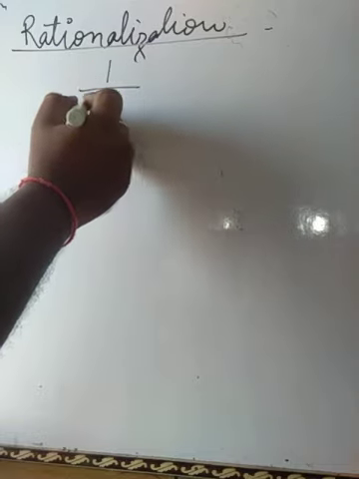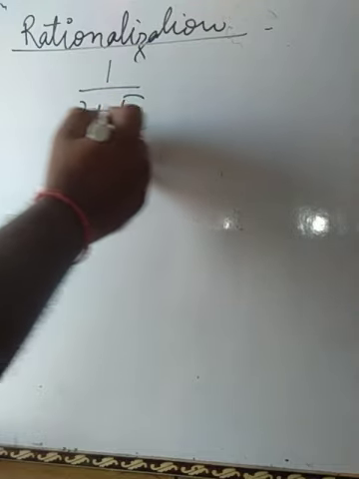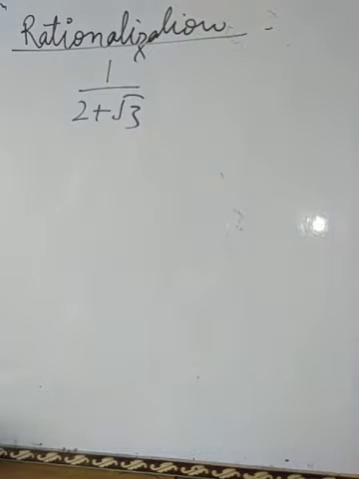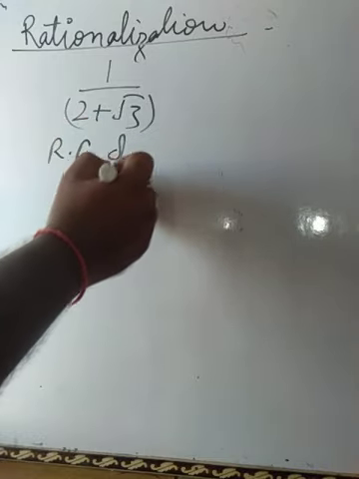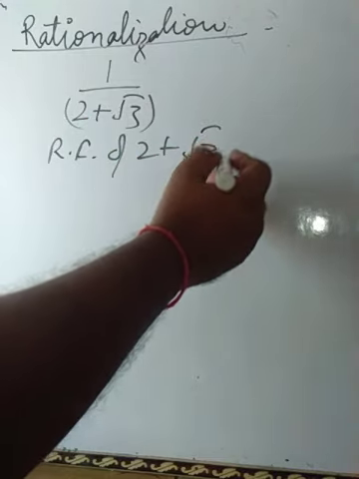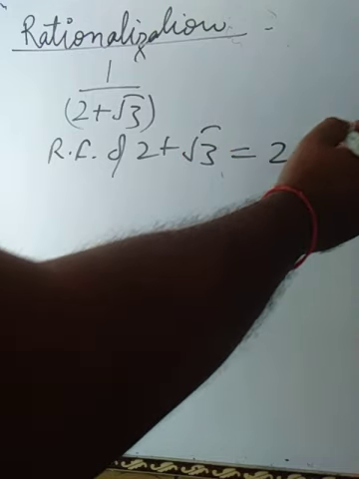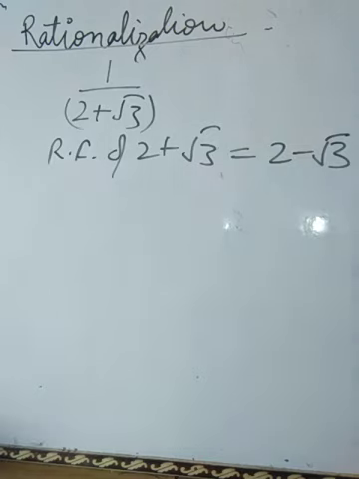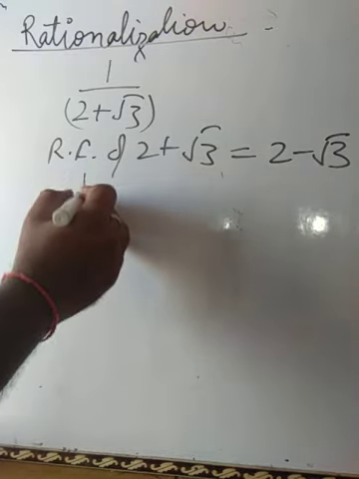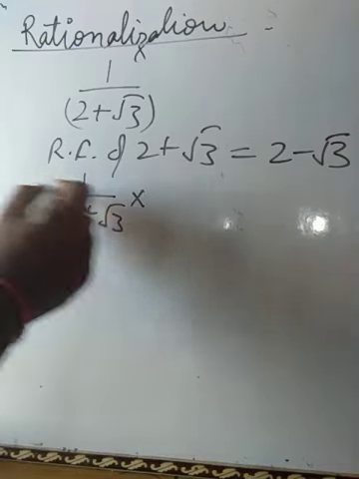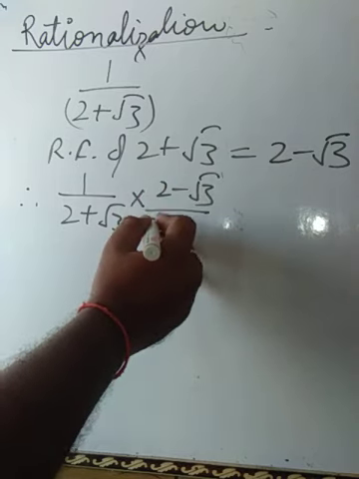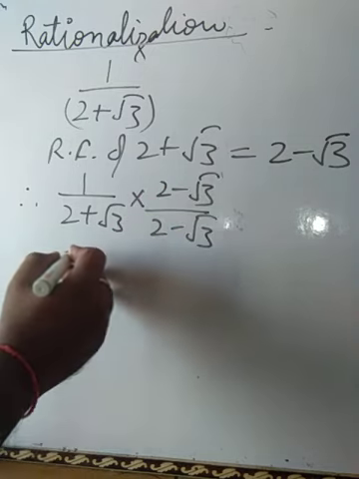If it is given 1 upon 2 plus root 3, and you are going to rationalize this, as you know, rationalizing factor, RF of 2 plus root 3, is equal to 2 minus root 3, and this 2 minus root 3 is named the conjugate of 2 plus root 3. So as a solution, you will write down 1 upon 2 plus root 3 into 2 minus root 3 upon 2 minus root 3, and multiply this.